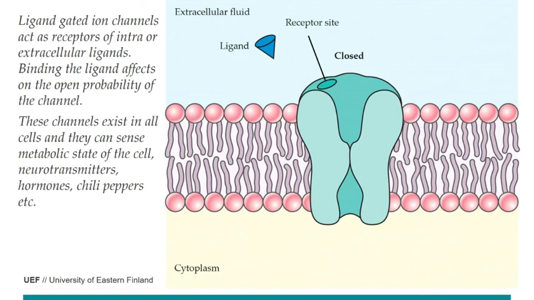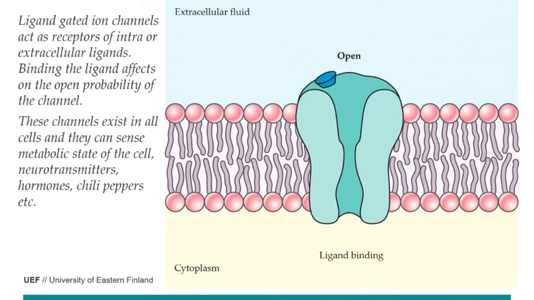Then we have ligand-gated channels that are affected by, for example, neurotransmitters. And that's very simple. We have a ligand, either outside the cell or inside the cell, that is binding to its receptor, and then the receptor opens the pore and ions can go through. But it's not only limited to neurotransmitters or hormones, but also, for example, chili pepper receptors, etc.